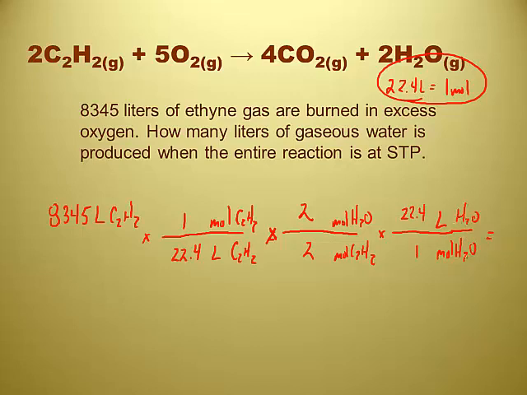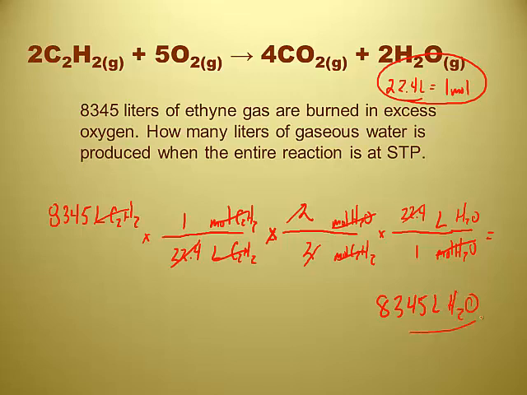All right, so I don't even need a calculator. I'm going to check for things that cancel. Liters and liters cancel. Moles and moles cancel. Moles of water and moles of water cancel. Now the 2 and the 2 cancel, and the 22.4 and the 22.4 cancel. Mrs. G, what's 8,345 times 1 divided by 1 times 1 divided by 1 times 1 divided by 1? Pretty sure it's 8,345 liters of water. This was a boring one.